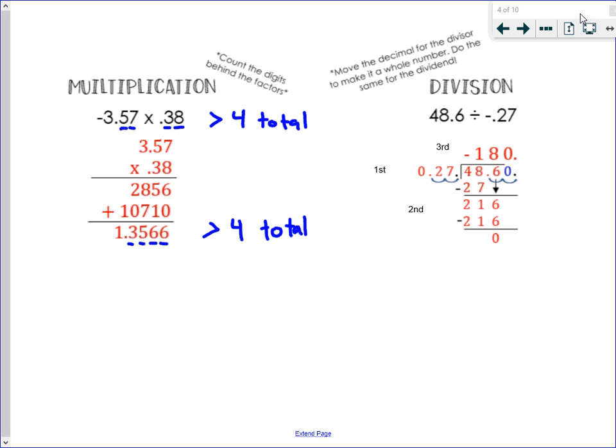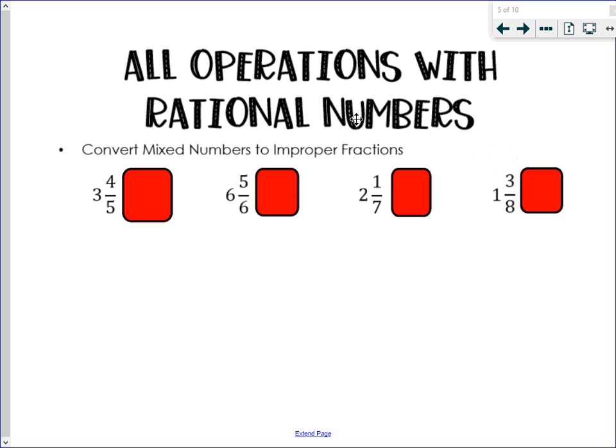And don't forget, make sure you pause this and make sure you truly understand this. Make sure you're taking good notes and you're reviewing well. There's no rush. Convert mixed numbers into improper fractions. Remember, this is all review.